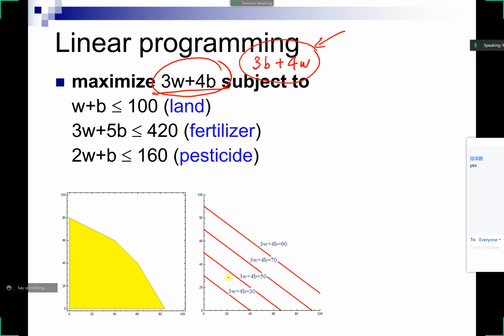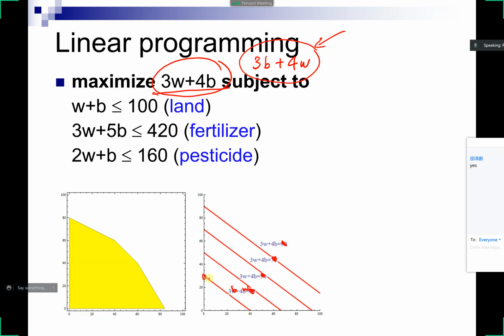But anyways, if you look at these lines, imagine that this is actually 3b plus 4w. And these values are all also incorrect. So I made a bunch of mistakes. I don't know why I made so many mistakes on this figure. But you can kind of see that every point on this red line over here is all going to have the same value for 3b plus 4w.